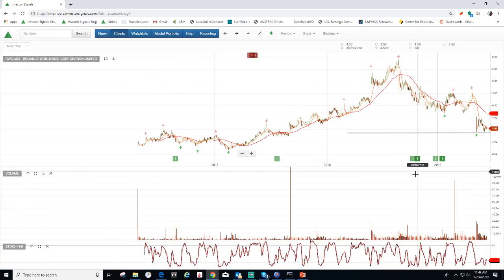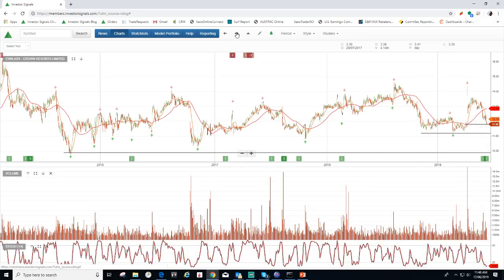Reliance has been a bit disappointing, so this is a stock that's underperformed in the model. It was added at around $4.60, it's now trading at $3.50. Crown Resorts was originally added into the model at about $12. We've obviously seen James Packer sell down 50% of his holding to Stanley Ho.